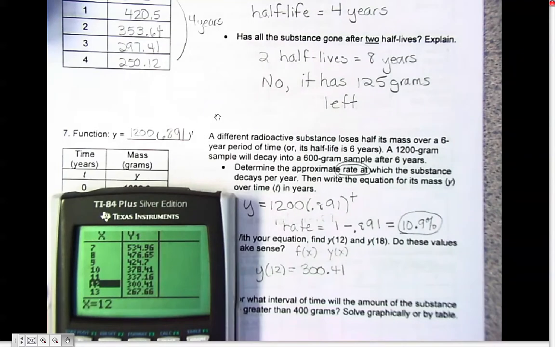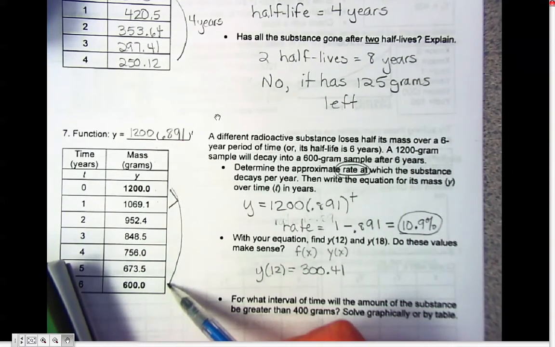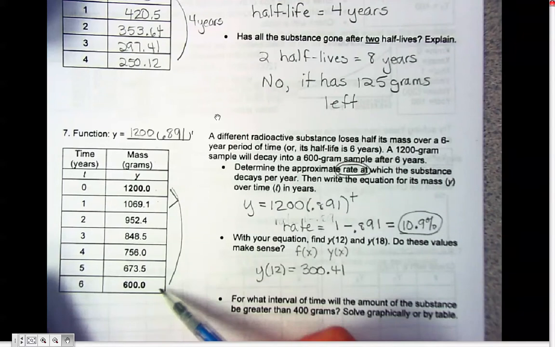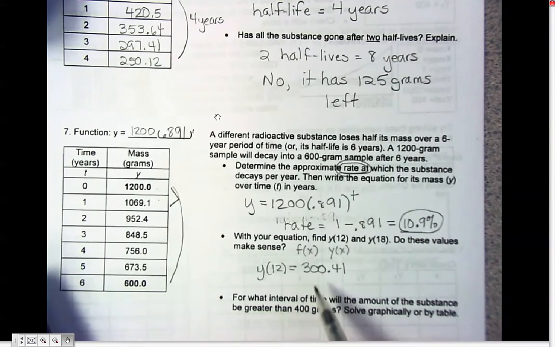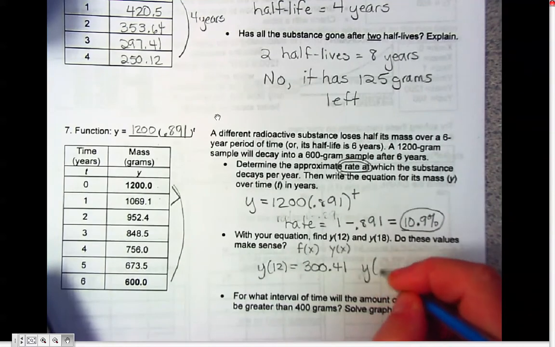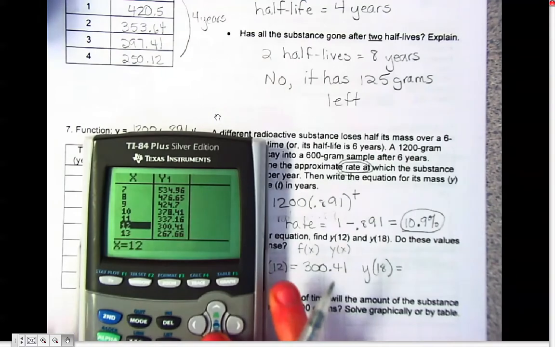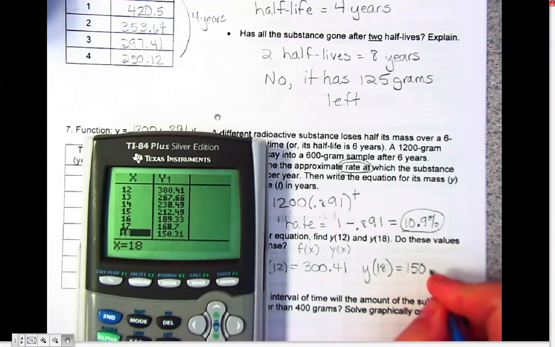300.41. Okay, now that makes sense because every 6 years it cuts it in half. And so 6 years from 600 would be 12 years. And so after 12 years, we should have half of 600, which is 300. And then 6 more years would be 18. So we half it again, and it should be 150. Let's check the table. And it is approximately 150.